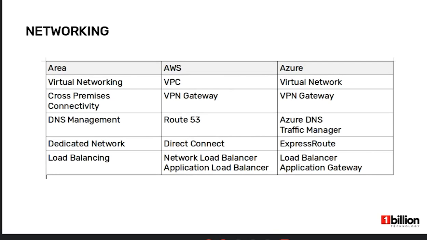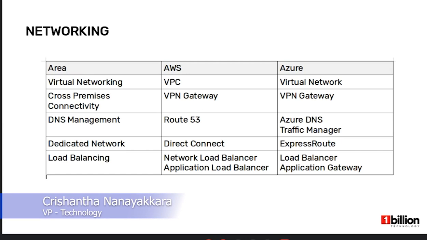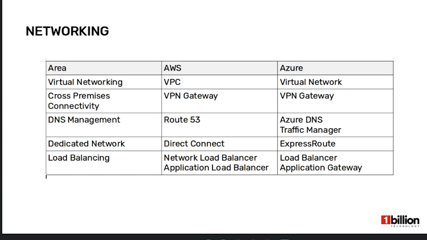But when it comes to networking, I run through these areas because you can clearly see the mapping between these services. If you find an AWS service, there's a service in Azure as well. So VPC, virtual private cloud in AWS, is called virtual network in Azure. And if you want to connect to on-premise, you use VPN gateway. The same name is there. Route 53 is a bit different, because in Azure there are multiple components.